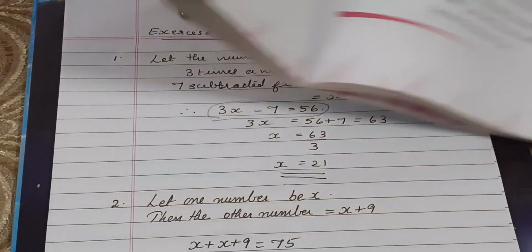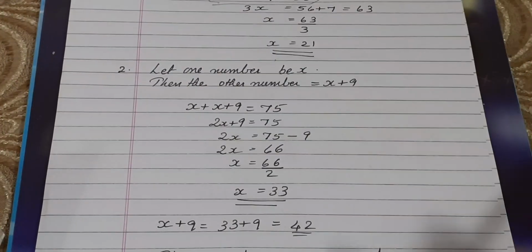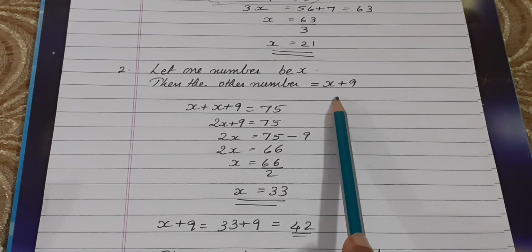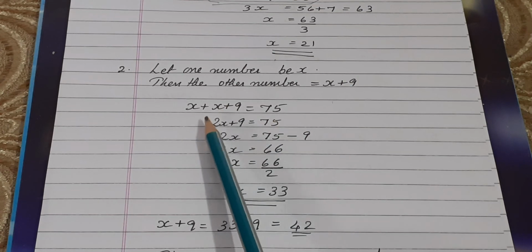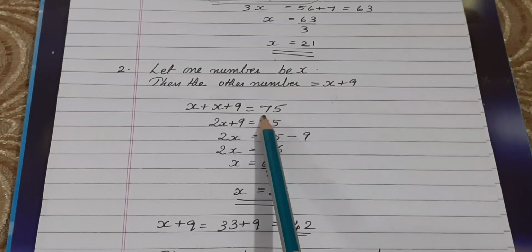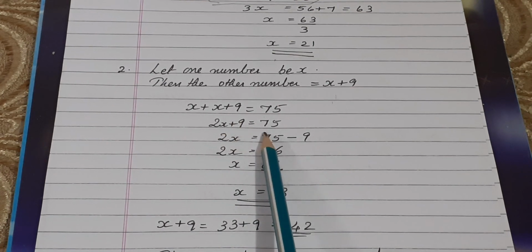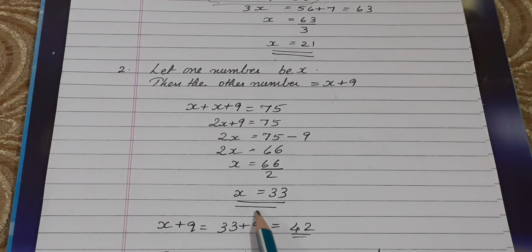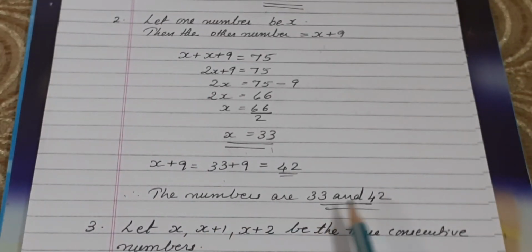So how can we form the equation in that question? Let that one number be x, then the other number will be x plus 9, as given in the question. Then they said the sum of these two is 75. So x plus x plus 9 is equal to 75. X plus x, you know, 2x. 2x plus 9 is equal to 75. Solve for x: x is equal to 33. Then what will be x plus 9? 33 plus 9 is 42. Therefore the numbers are 33 and 42. Now let us move to the third question.